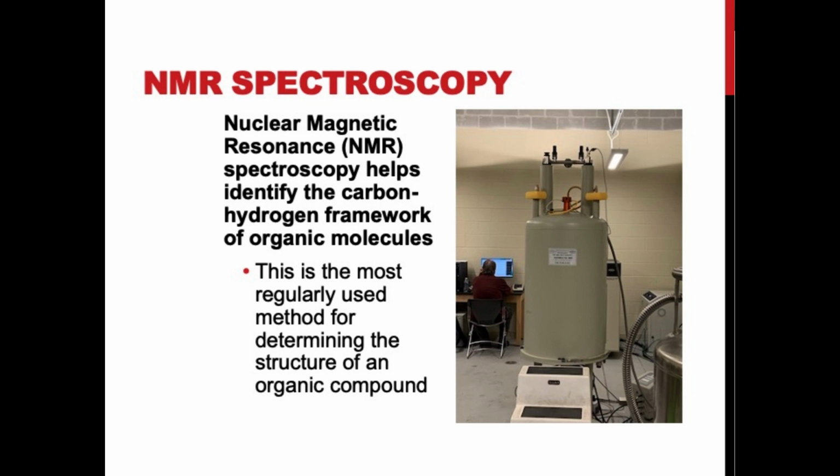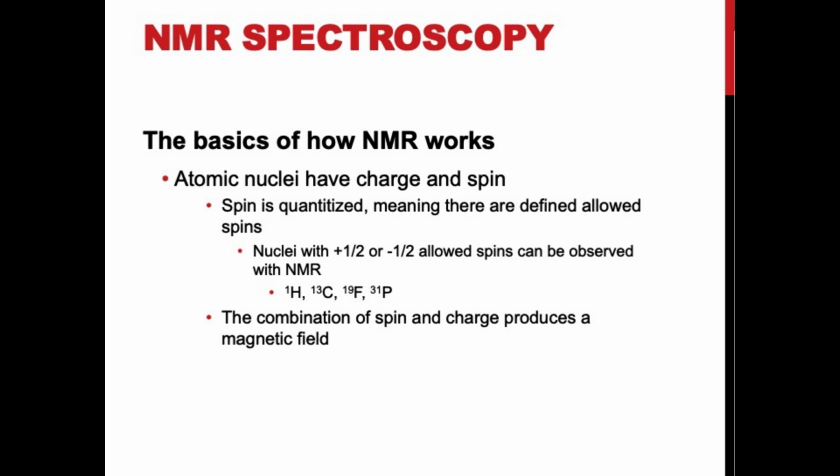And so why do we have a magnet? So we're going to talk about kind of the basics of how an NMR works. And so we're going to put on my physics hat for a bit. Nuclei all have a spin and a charge. Spin on an atomic or subatomic level is quantized. There are only certain allowed spins that can happen. And so nuclei with plus half or minus half spins are observed with the NMR.